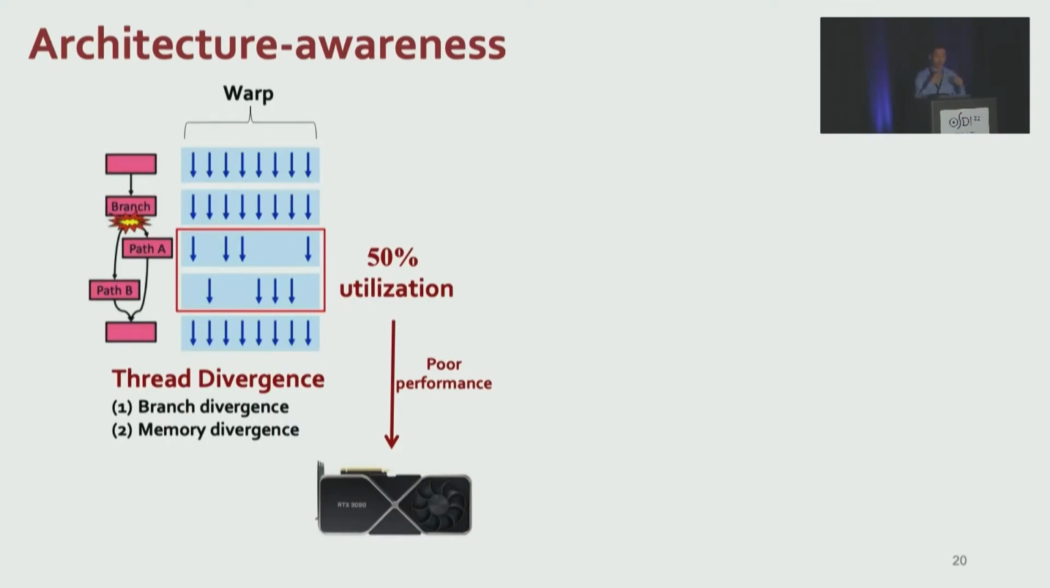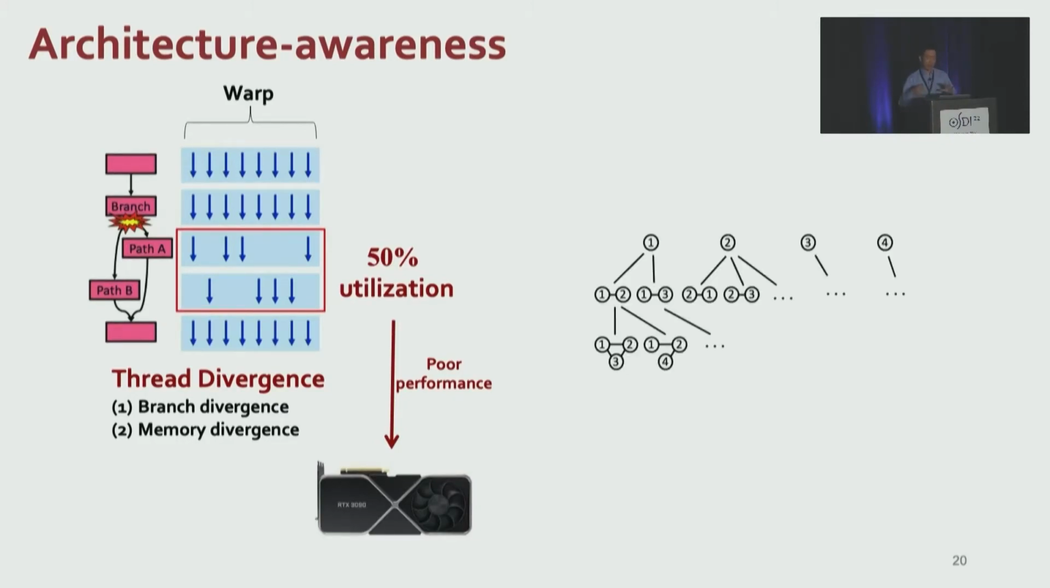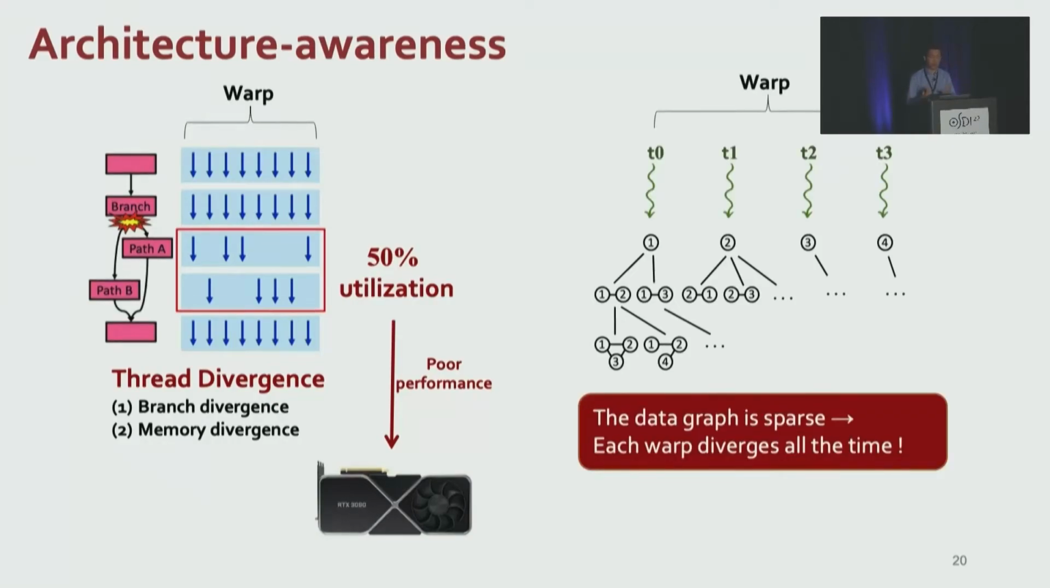And for irregular memory accesses, there's also a memory divergence problem. For graph pattern mining algorithms in particular, when we use multiple threads to perform the search in parallel, these threads will diverge significantly during the tree traversal. This is because different subtrees will have different neighborhoods due to the sparsity of the data graph.